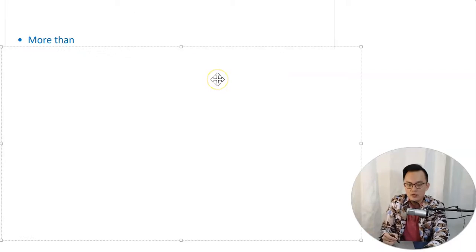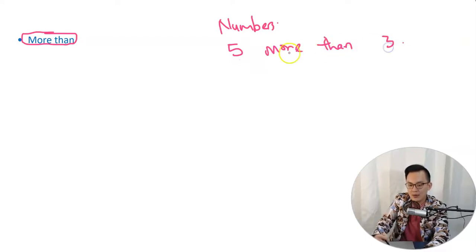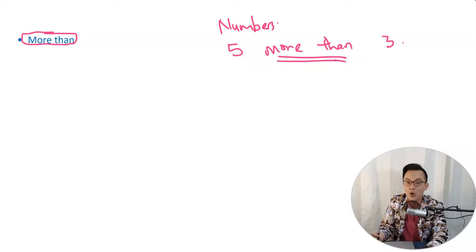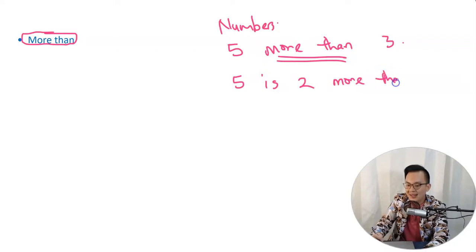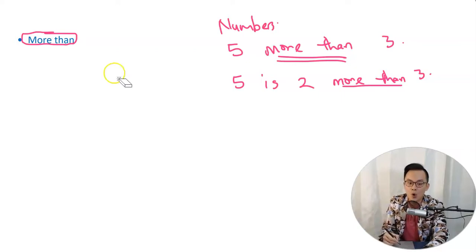So the first phrase they need to know is "more than." In terms of numbers, they need to understand what it means that 5 is more than 3. What's the meaning of the words "more than"? They sometimes also need to know "how many more than." So 5 is 2 more than 3, and 3 is 1 more than 2. That kind of phrasing, you need to let them understand the meaning of "more than."